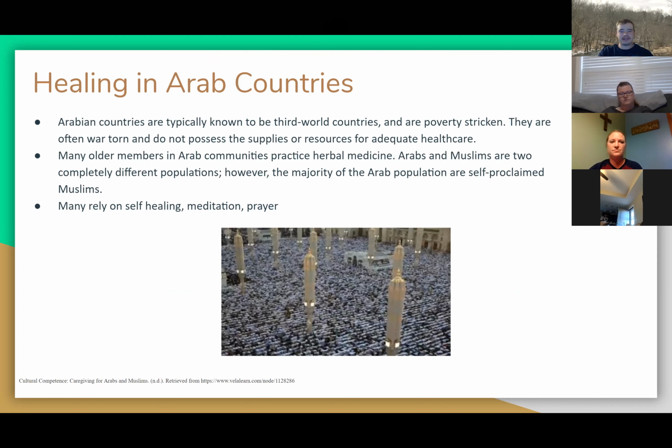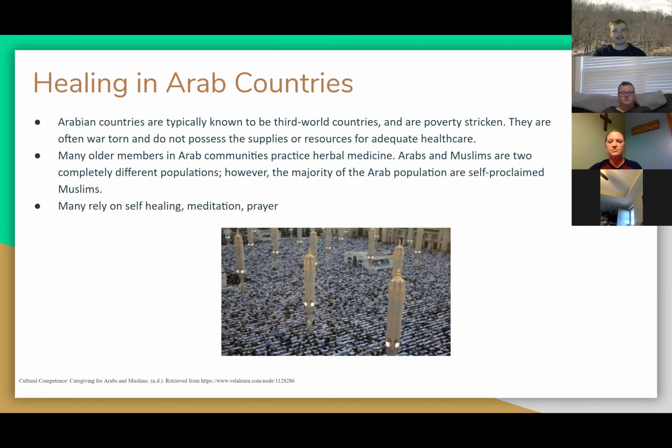A lot of Arab countries practice a lot of self-healing. They're typically third world countries. They're not super advanced. They're typically poverty stricken, except for Saudi Arabia, one of the fastest growing countries in the world. Oftentimes they are war torn and they do not have access to healthcare. And usually it is world superpowers like the US, Canada, the United Nations that are providing those teams and non-profits to come in and do healthcare.